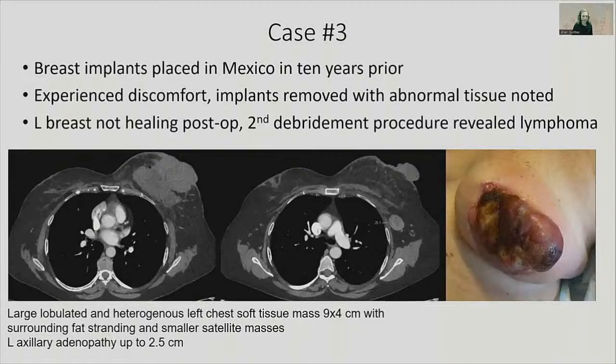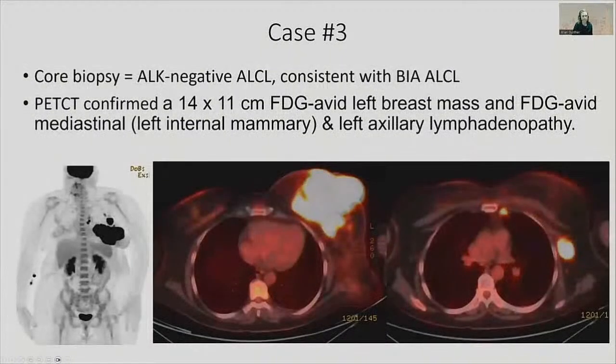As you can see in these images, you see a large fungating mass involving the left breast. There's also lymphadenopathy involving the ipsilateral axilla and also the internal mammary region. And you can see, again, this is a clinical picture of what that mass looked like. Here's the patient's PET scan, which showed even further progression from that prior CT scan, again showing the primary breast mass and lymphadenopathy involving the axilla and internal mammary region.